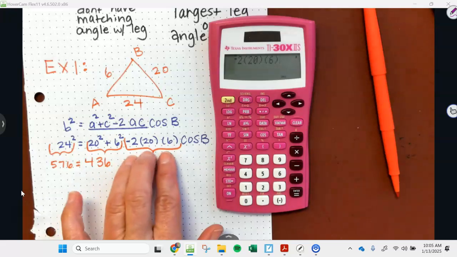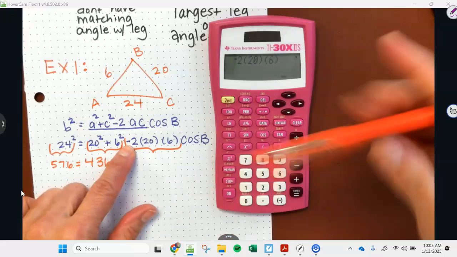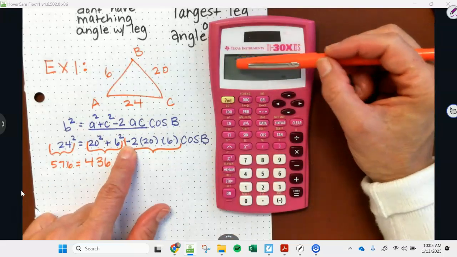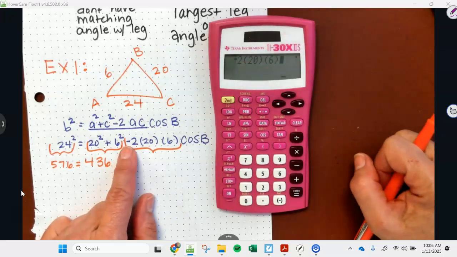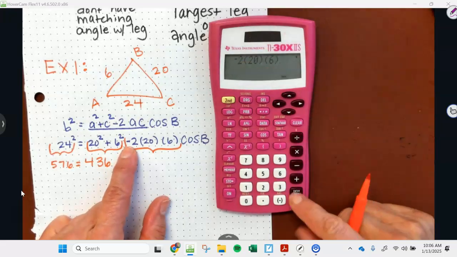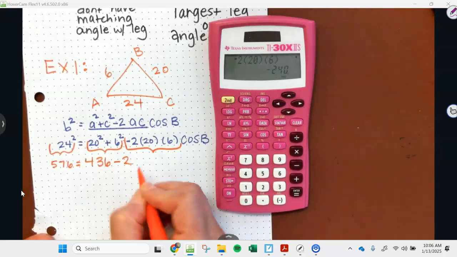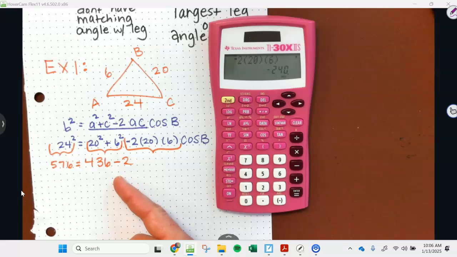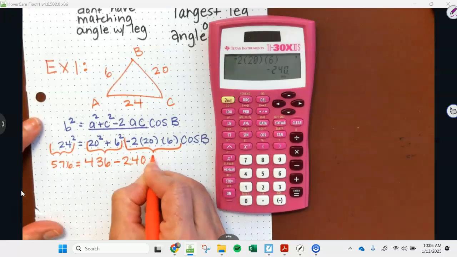So when I break apart an expression that starts with a minus sign, it turns into a leading negative on the calculator when I break it apart. So when I hit enter, guys, that's going to be -240. So that's -240. I'm putting it back in the expression now. So -240 cosine B.